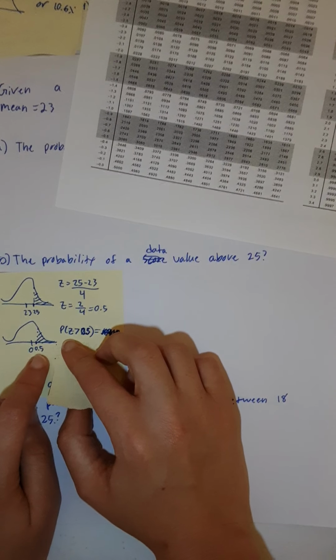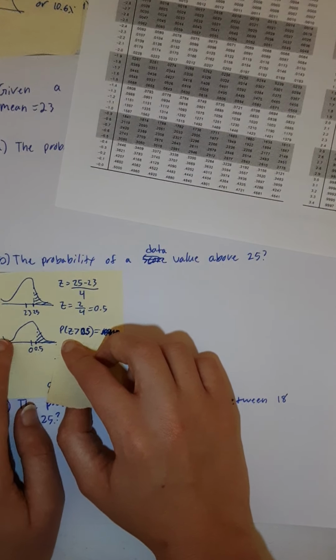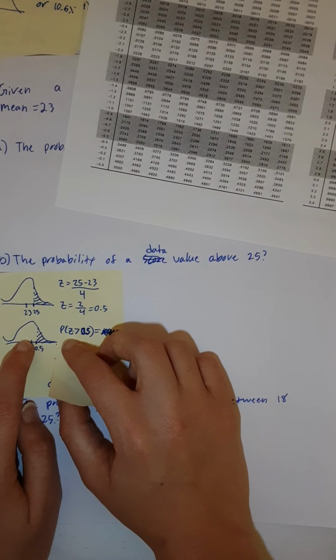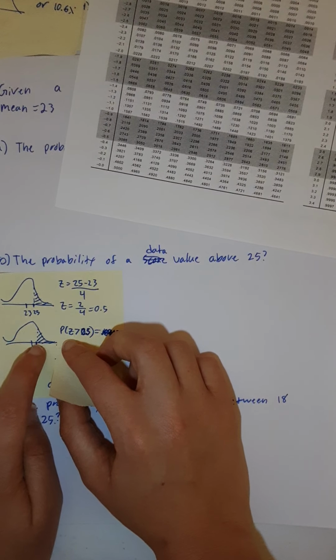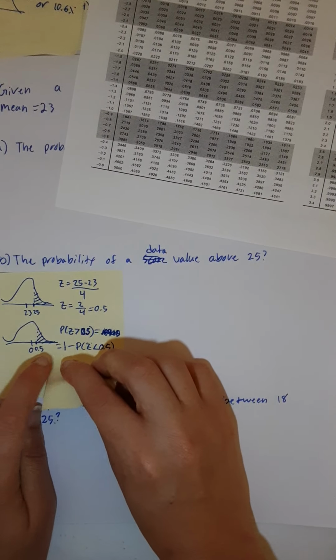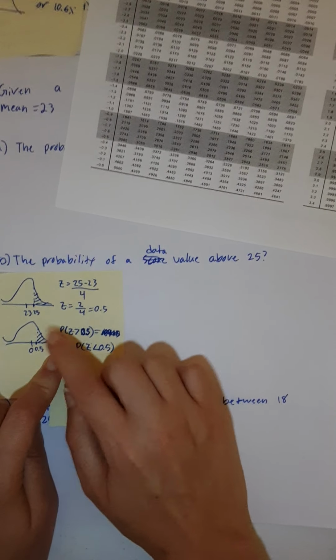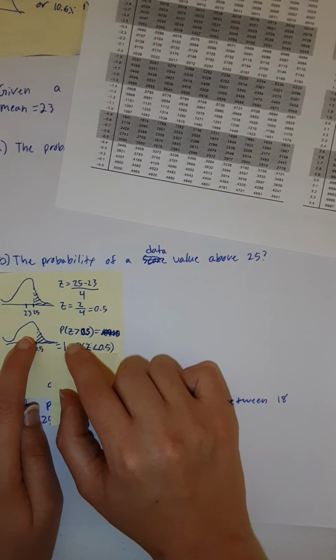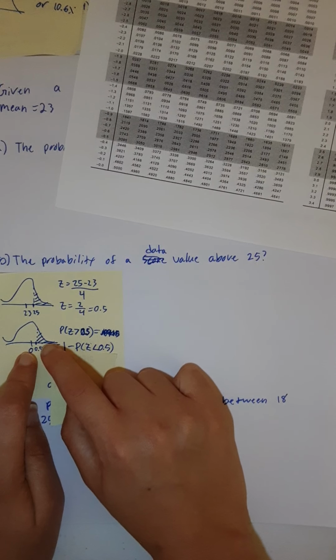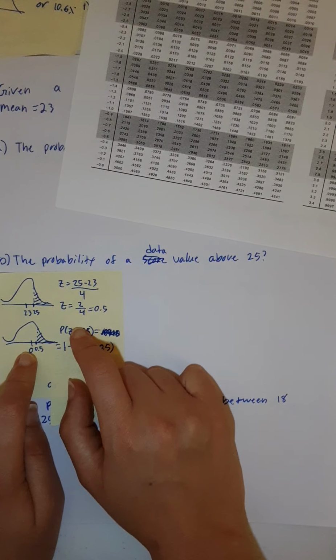Well, how we do that is we know that normal curve areas always add up to 1 total. So the area under 0.5 plus the area above will always add up to 1. So I can rewrite this problem as 1, and then I'm going to subtract the area less than 0.5, and that means the answer should be the area above 0.5.